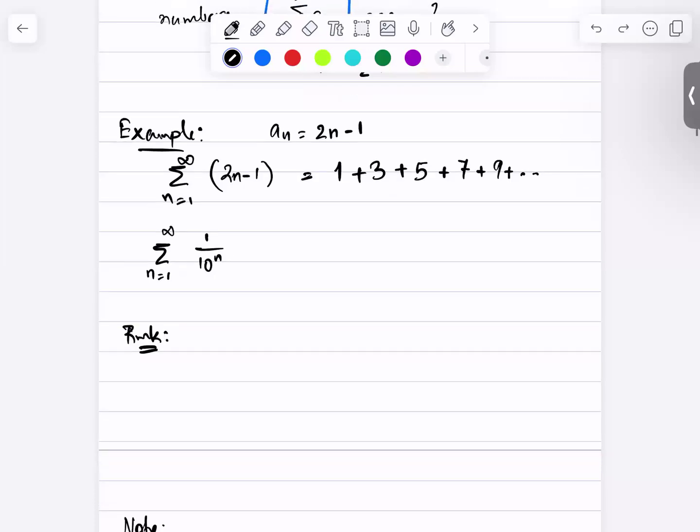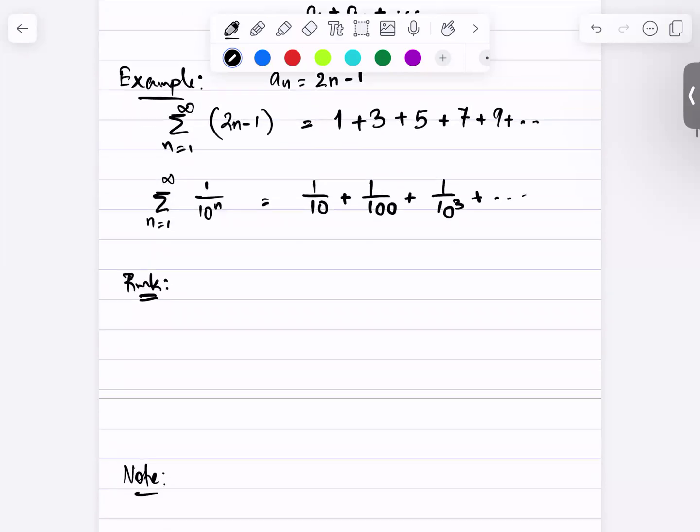Okay, the next example is 1 over 10 to the n, and n varies from 1 to infinity. So the sum is basically 1 over 10 plus 1 over 100 plus, say, 1 over 10 to the third, and so on.